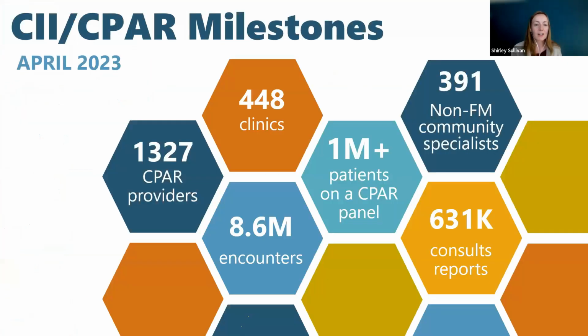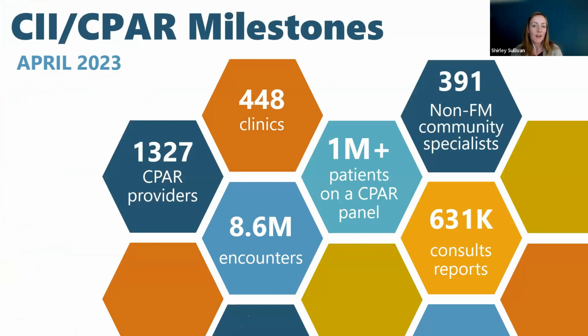We just wanted to touch on a few milestones. There's a lot of progress happening within the project. We have 448 clinics that are now live on CII-CPAR. That includes 1,327 CPAR providers, which means that over 1 million patients in the province are on a CPAR panel, and therefore in Netcare have their primary provider showing up for others on the healthcare team to see.